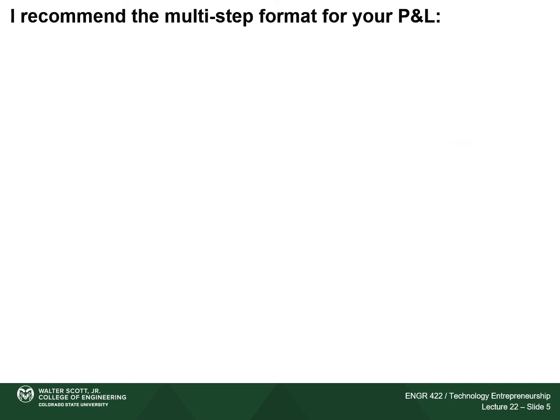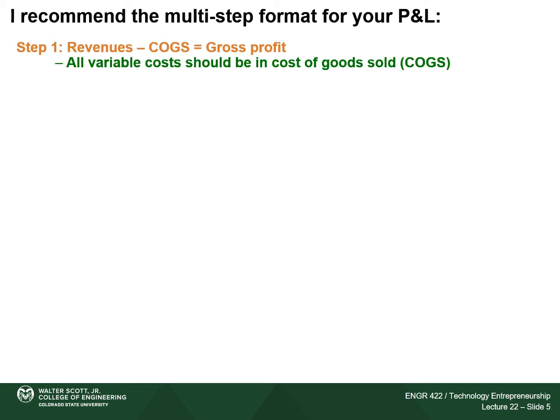Let me talk through that system in a slightly different way, and I apologize for the wordiness of this slide, but there are a number of important concepts that are worth repeating, and they're pretty difficult to learn. So when you do the multi-step format, there are 4 steps that one typically goes through, and you need to do 3 of those. The first of those steps is revenues minus cost of goods sold equals gross profit. And all your variable costs should be in cost of goods sold, and that gives you a good starting point.